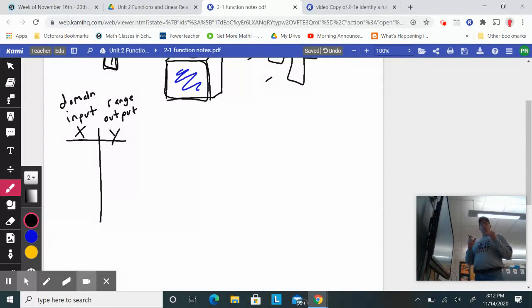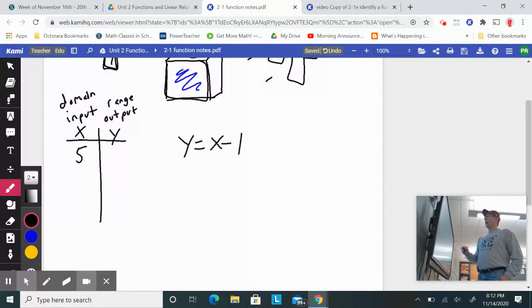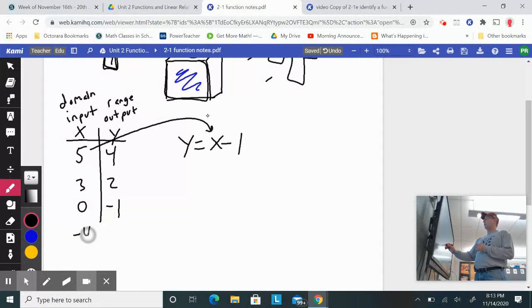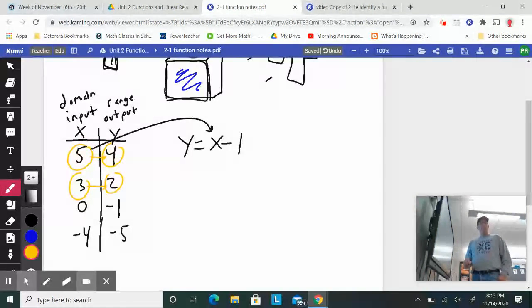So in a function, you put something in, you get something out. And a lot of times equations are used to show the function. For example, y equals x minus 1. If I put in a 5 as an input into that equation, into this function, the output is a 4. You put in a 3, you get a 2. You put in a 0, you get a negative 1. You put a negative 4 in, you get a negative 5. Now, the key to any function is for every input, there's exactly one output. One input goes to one output.